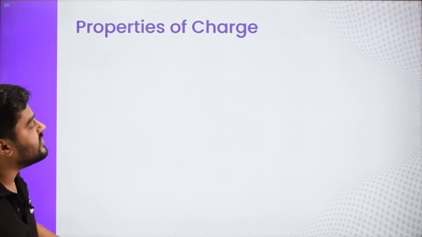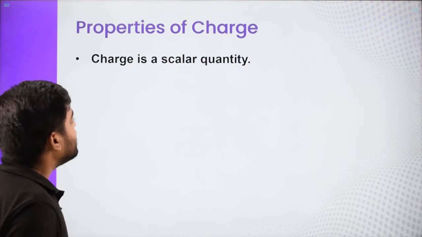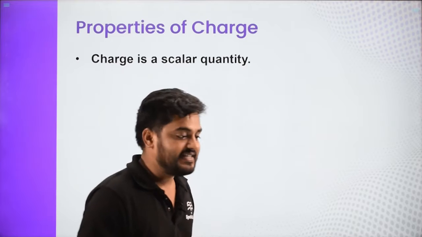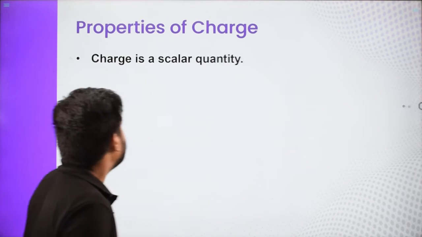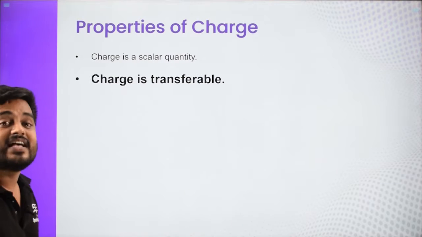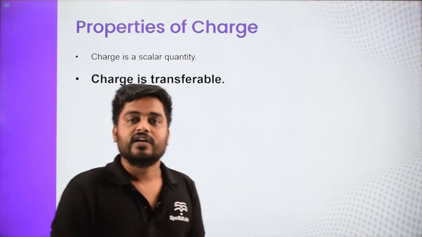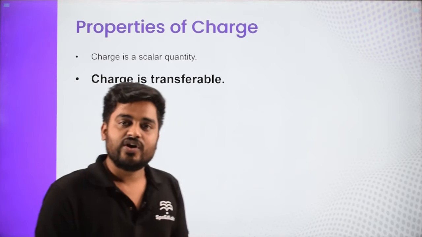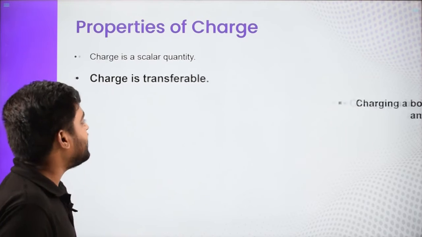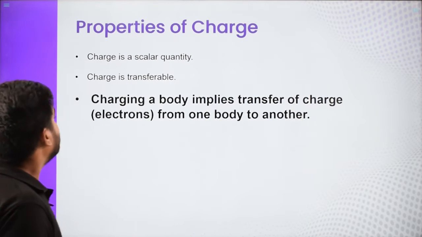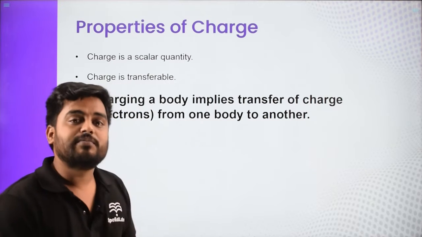Now let us discuss some properties of the charge. The first property: charge is a scalar quantity. It is not a vector quantity. It is directly a scalar quantity. Next, charge is transferable. You can transfer the charge from one object to another. You can make another object charged or you can make one object discharged by transferring some charge from one object to another. Now, charging of a body implies transfer of charge from one body to another.